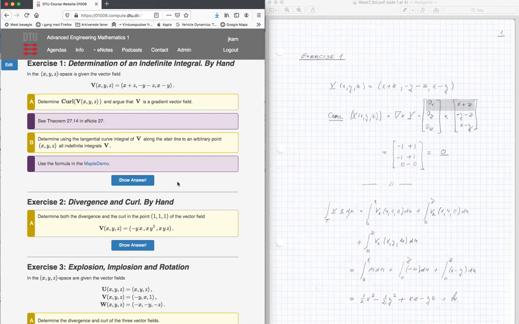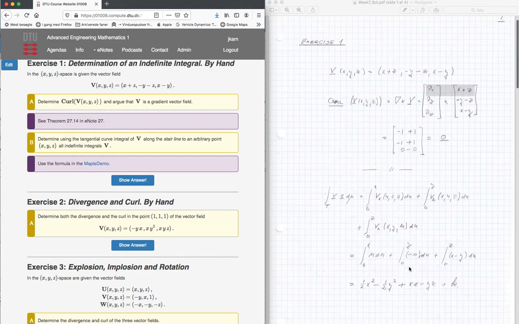So find out, and if you use the formula in this demo, then you have these three integrals that you should evaluate. So it's the first component, taking where x and z is 0, it's along the x-axis, and it's from 0 to x, and so forth. Look it up and find out.